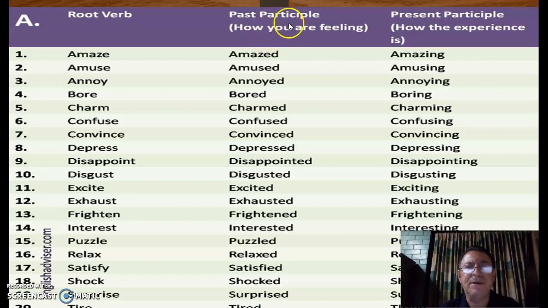You are going to use the past participle to express how you are feeling, and then we have the present participle. With the present participle, you are going to express how the experience is. So if we start here with amazed, you are going to say amazed to express how you are feeling, and amazing to express how the experience is. Amused, amusing. Annoyed, annoying.